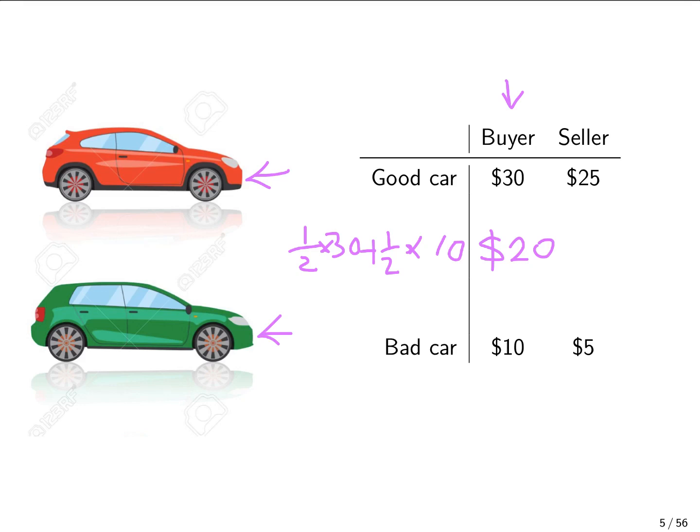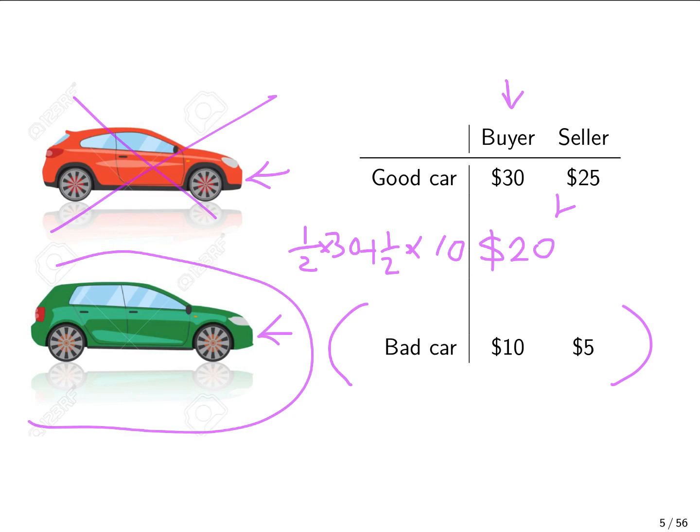But if that is the case, the seller is not willing to sell if the car is a good used car. Because a seller with a good used car values the car at $25,000. So the seller of a good used car will say, no, I'm not going to sell it. And what happens is we are left with the lemons in the used car market.